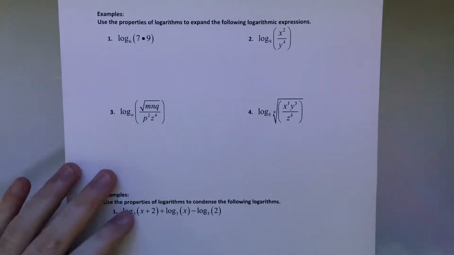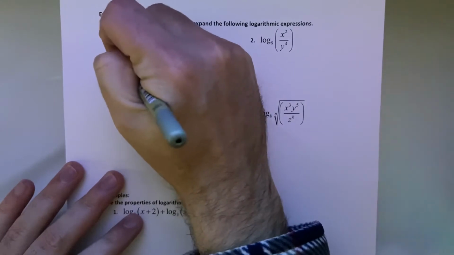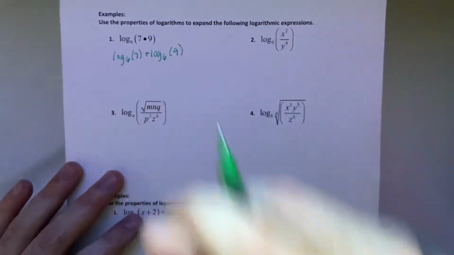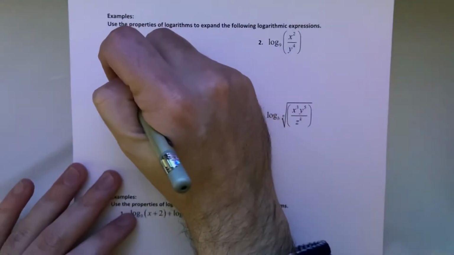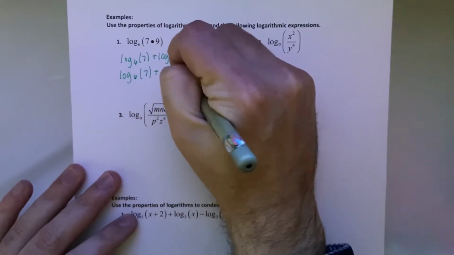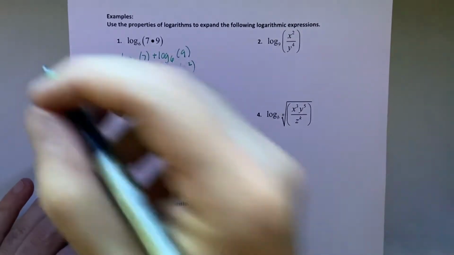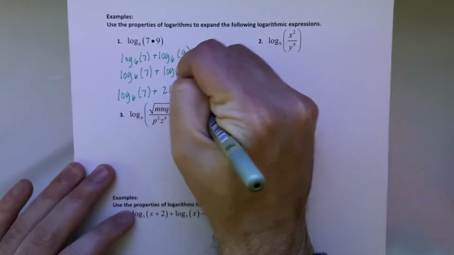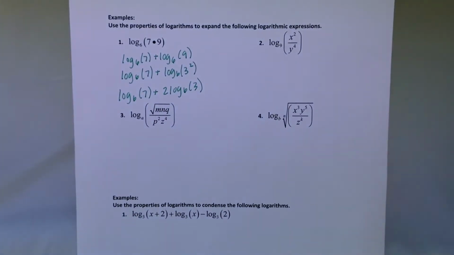Log base 6 of 7 times 9: multiplication inside a logarithm can become two separate logarithms added together. Now really 9 is 3 squared. What that allows us to do is bring the 2 up front. And so this is how expanding works. You want everything to be in its own logarithm, preferably to the first power, so nothing squared, so you take the powers up and put them in coefficients.